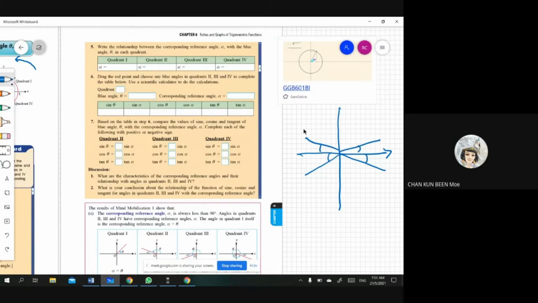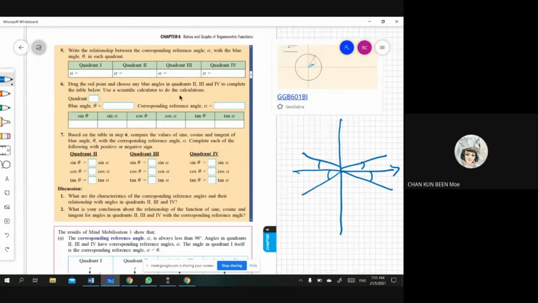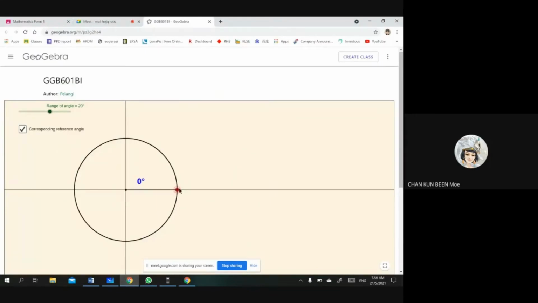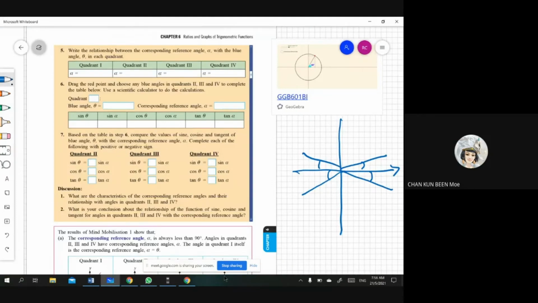Okay, now if you look at your book over here, number 5, write the relationship between the corresponding reference angle alpha with the blue angle in each quadrant. So quadrant 1, the alpha will be the same as the one that is given. For example, we use 40 degrees. So you see the alpha is the same as the given angle. So you can fill in here, alpha is equal to 40 degrees.